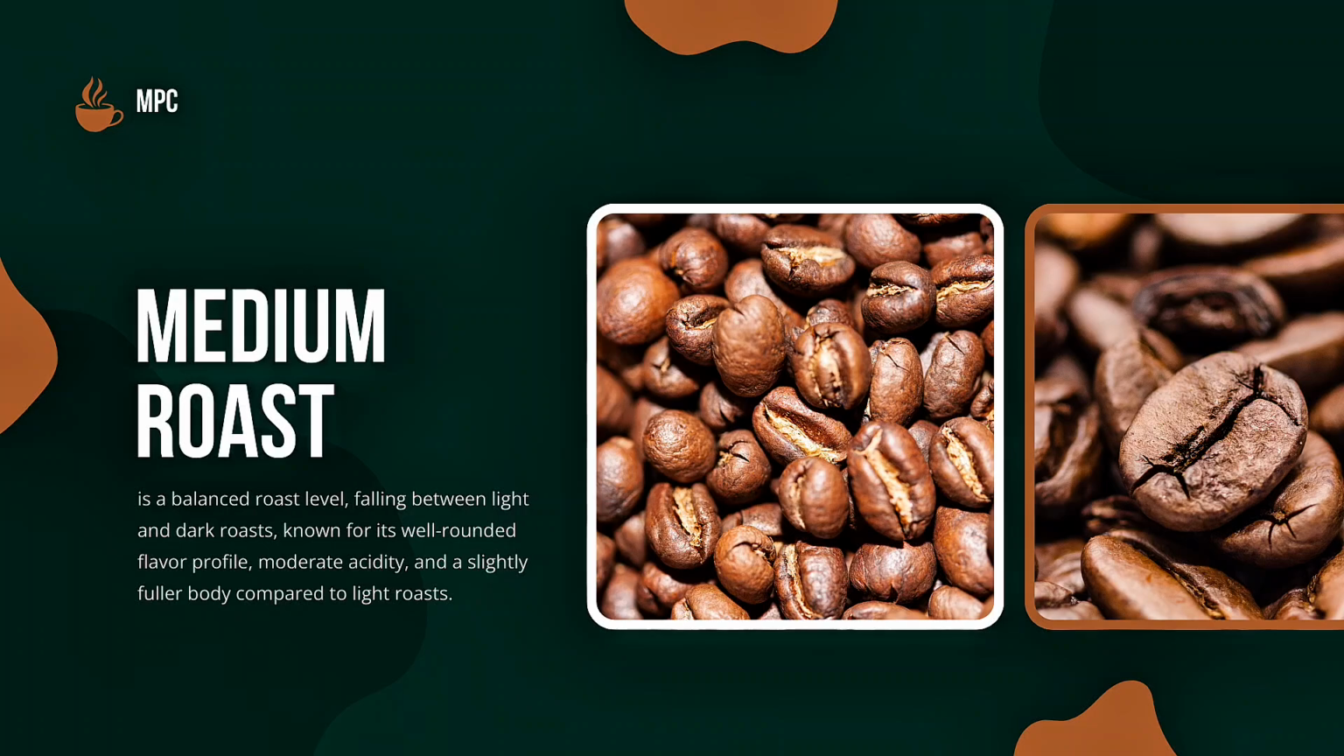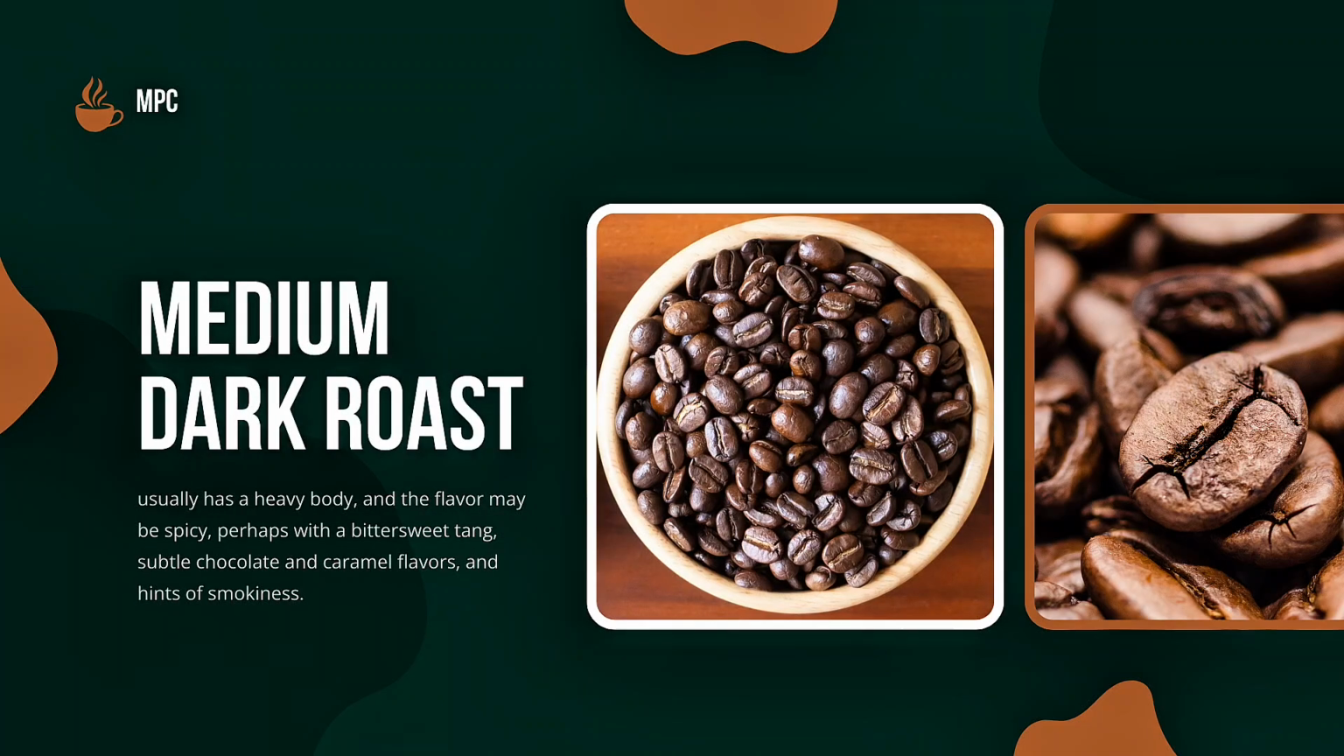Because like what we have mentioned earlier in the light roast, the more we roast the coffee beans, the more we lessen the bitter taste and also the acidity content of the coffee bean. And one of the facts about the medium roast is that Dunkin' Donuts uses Arabica beans, which are roasted in a medium roast.